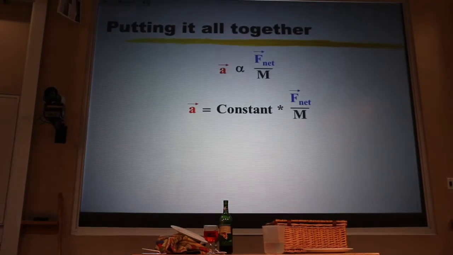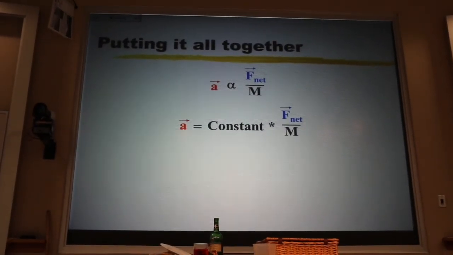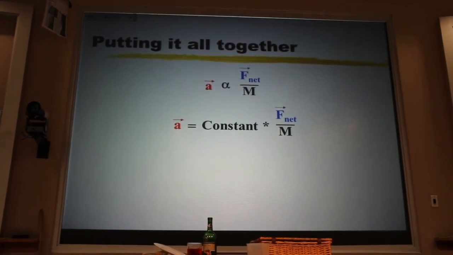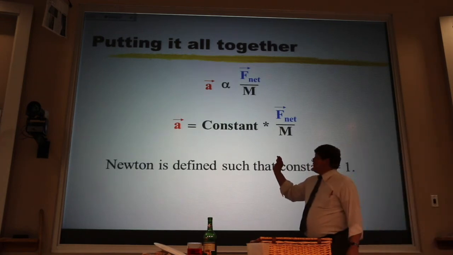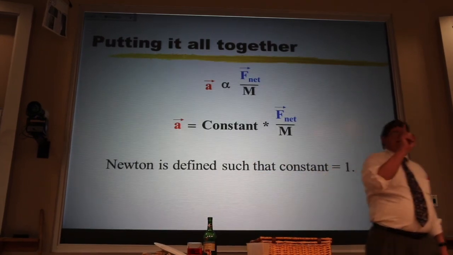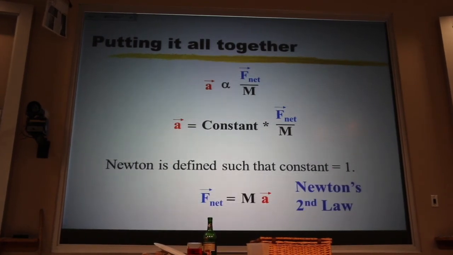Now in our country, in America, we use units of pounds. But we are the only nation on earth that does so. Everyone else has chosen to use newtons. And the newton is just the right size to make that constant equal to 1. And that makes the equation so much simpler. The equation then looks like that. And we call that Newton's second law.